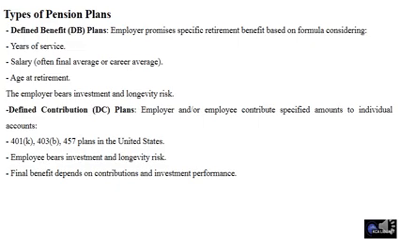The employer promises a specific retirement benefit based on a formula considering years of service and salary, often final average or career average at the age of retirement. The employer bears investment and longevity risk. While for defined contribution, the employer and/or employee contribute a specified amount to an individual account. We have the 401(k), 403(b), and 457 plans in the United States. Employees bear investment and longevity risk, and the financial benefit depends on the contributions and investment performance.